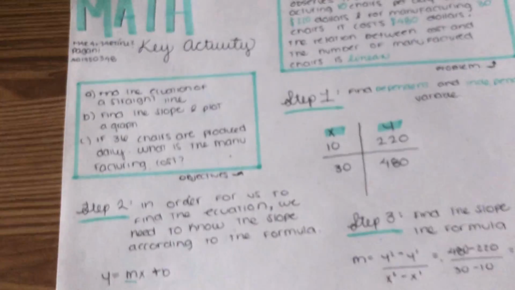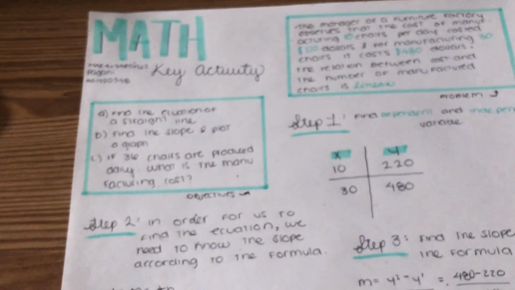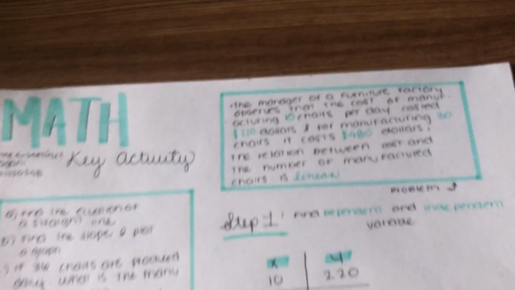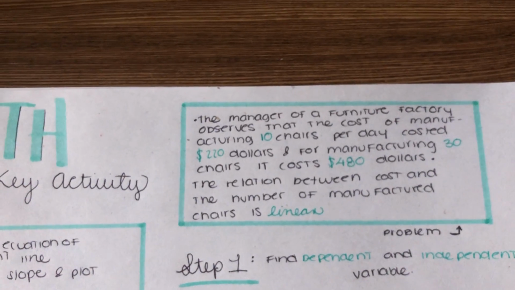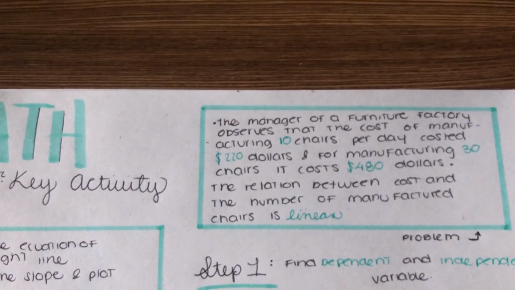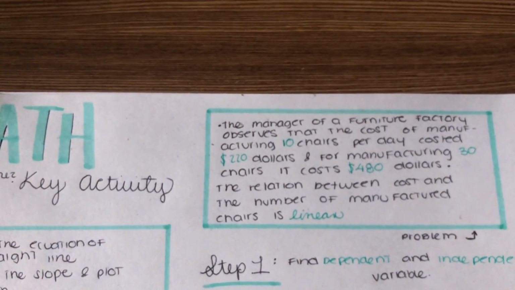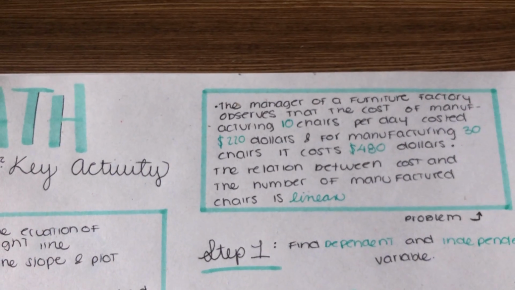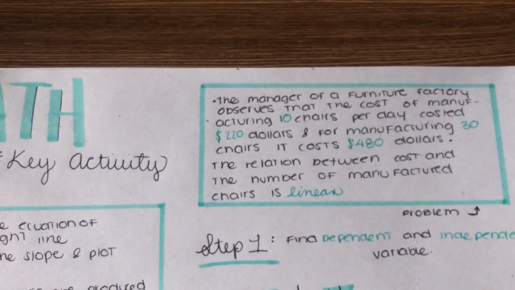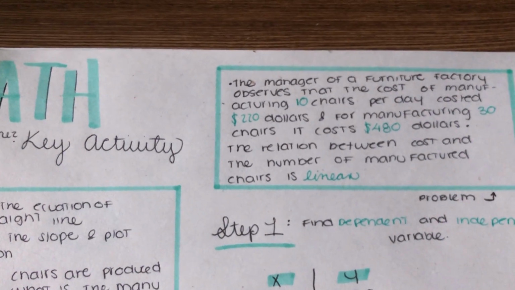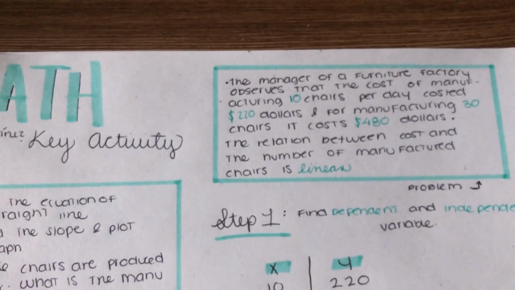So, in this key activity, we'll be resolving one of the problems set by our teacher. First of all, let's read the problem. The manager of a furniture factory observes that the cost of manufacturing 10 chairs per day costs $220, and for manufacturing 30 chairs, it costs $480. The relation between cost and the number of manufactured chairs is linear.